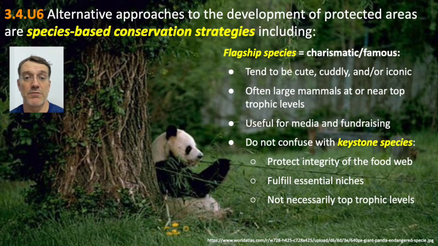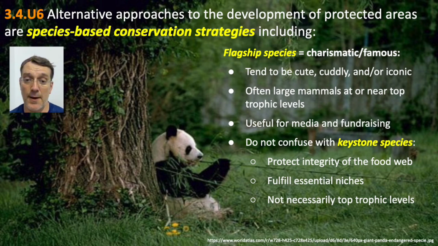Species-based conservation is frequently based on the use of a flagship species. This is like the WWF logo with the panda on it. A flagship species is one that is considered charismatic or famous. It draws people's attention. It makes people feel warm and fuzzy, but that's different from a keystone species. A flagship species is famous, but a keystone species is critically important for the functioning of an entire ecosystem.